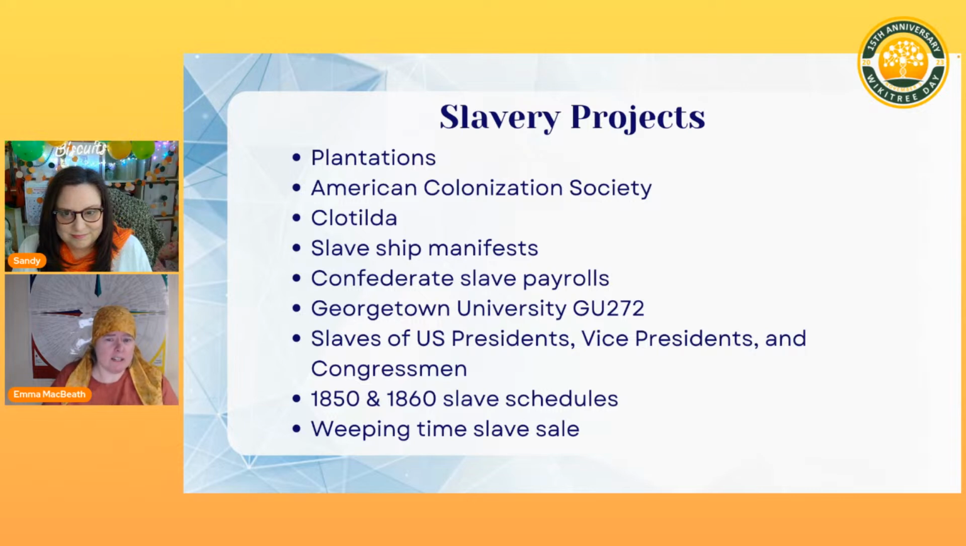The American Colonization Society, Clotilda, Ship Manifest, Confederate Payrolls, Georgetown University, famous people who were slave owners, 1815, 1860 slave schedules. Our goal, on the slave schedules, is to make sure we've documented every single person on there, and the Weeping Time slave sale. And these are just a few of the things we're working on. These tend to be the better known. Like when we say these words, a lot of people have heard of these things before.